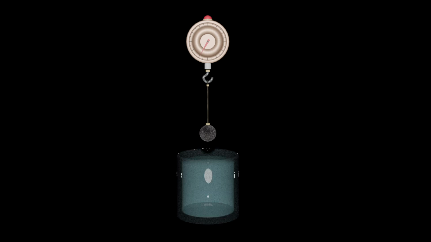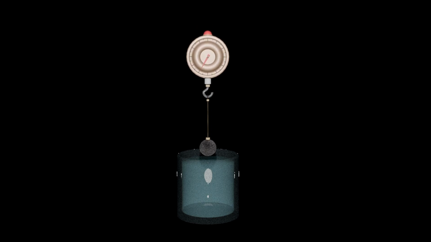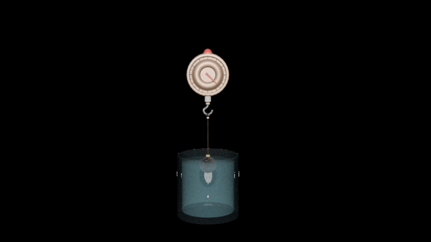Let's try to understand Archimedes' principle with a simple setup. Imagine a solid sphere hanging from a weighing scale. At first, the scale shows the full weight of the sphere, which is just the pull of gravity. Now, if we gently lower the sphere into a container of water, we'll notice that the reading on the scale starts to drop until the sphere is fully immersed in water.